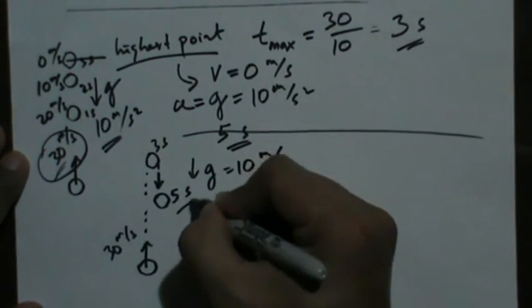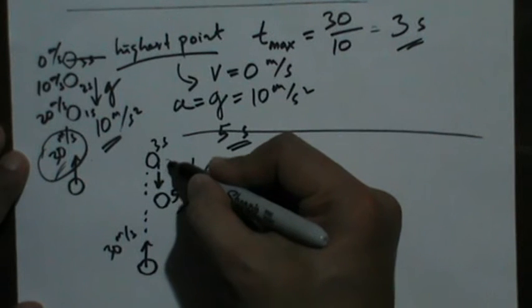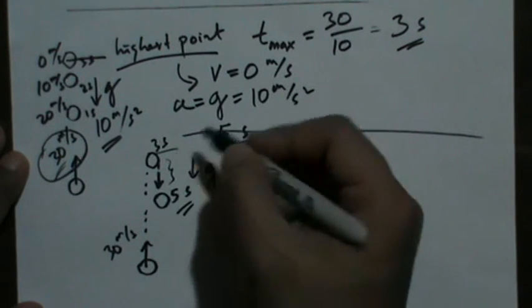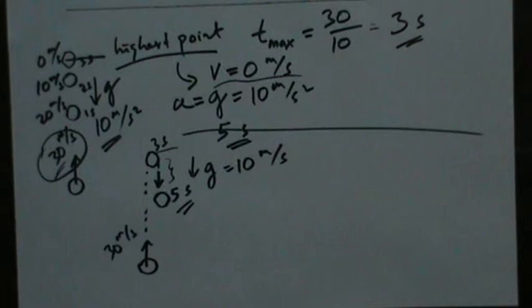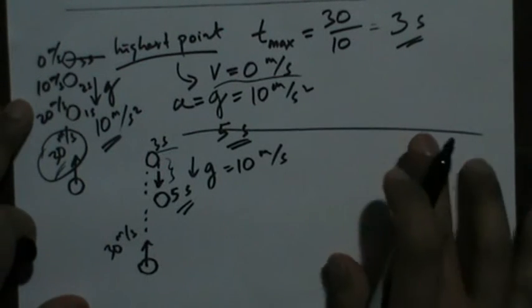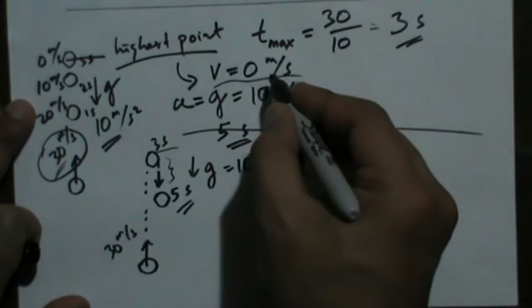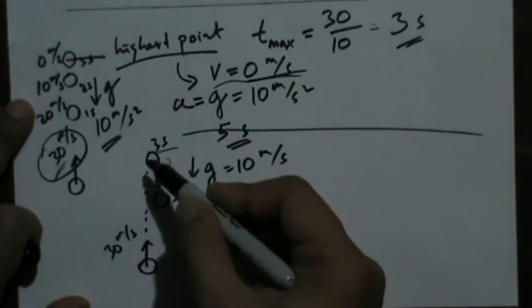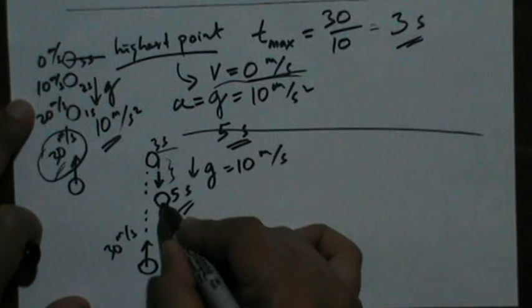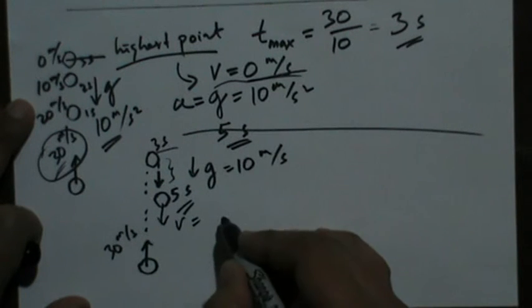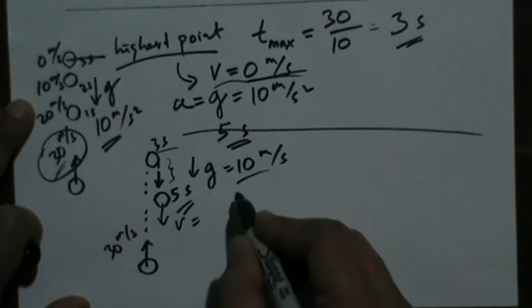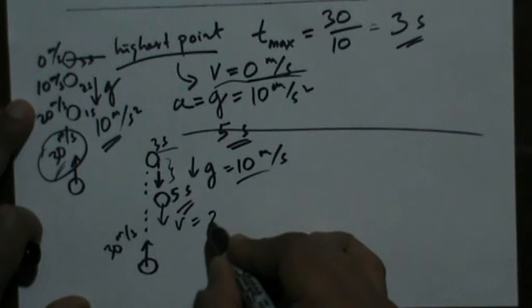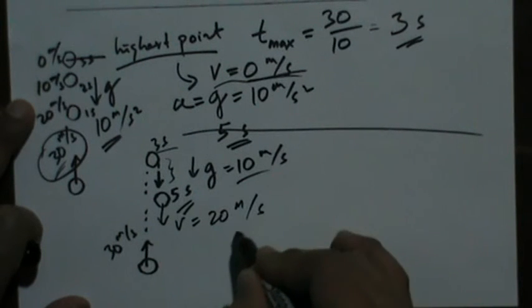So 5 seconds here is 2 seconds after the highest point, and you know that the speed at the highest point is 0. So after 2 seconds from the highest point, the speed here will be 10 times 2 seconds, so it will be 20 meters per second.